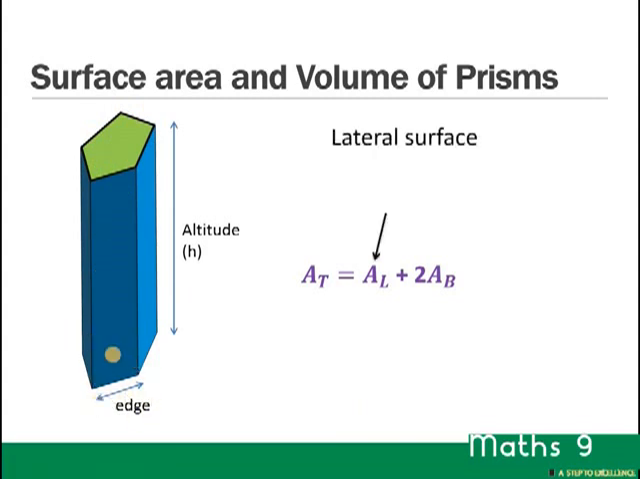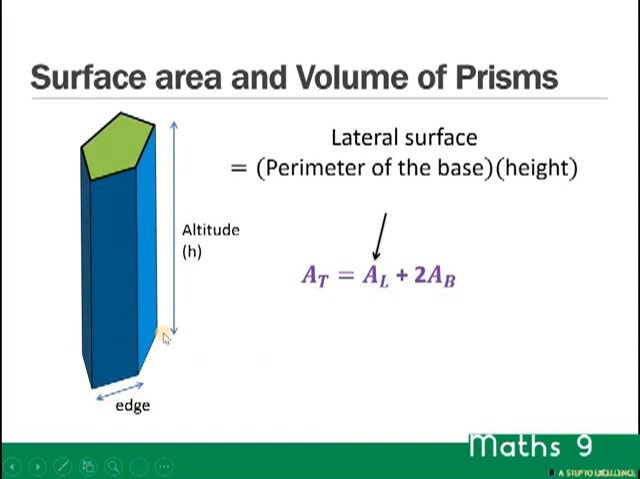This is the lateral surface area, and it's found by multiplying the base times the height, plus this base times the height, plus the next base times the height, plus the next base times the height, and so on. And if you factorize out h, then this works out to be the perimeter of the base multiplied by the height. So AL equals P times h, and AB is the area of the base.